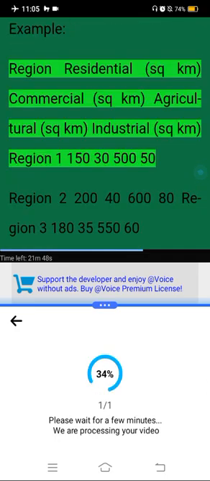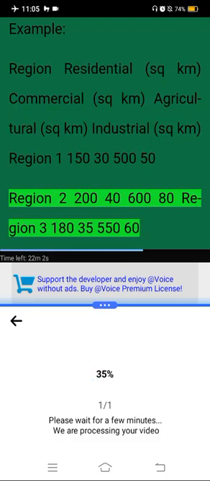Example. Region, residential (square km), commercial (square km), agricultural (square km), industrial (square km). Region 1: 150, 30, 500, 50. Region 2: 200, 40, 600, 80. Region 3: 180, 35, 550, 60.